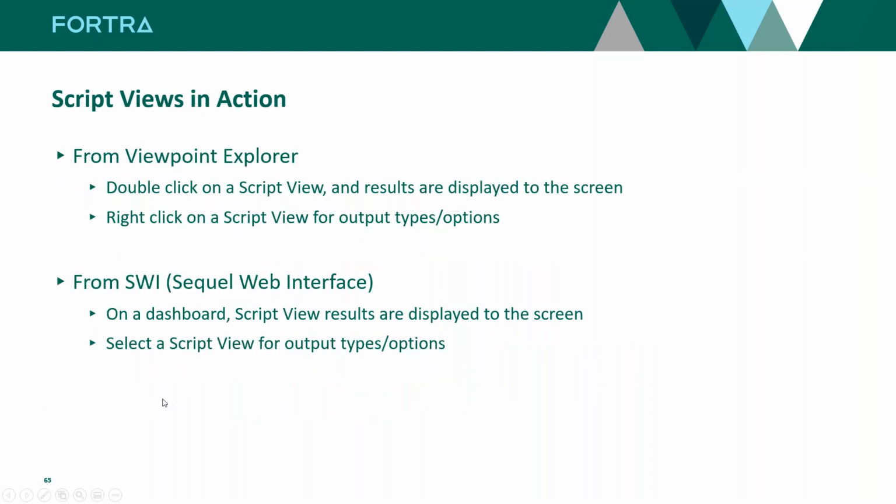Next slide. So to see a script view in action, in Viewpoint, you could simply double click on it and your results are displayed just like you would with the view. Or you could right-click on a script view to get your output types and options. And in SWI, SQL Web Interface, if you have a dashboard, you can place a script view directly on the dashboard, and it will display the results immediately. And I'll go more into that with the demo. Or you can select a script view outside of a dashboard, again, with the same output types and options you would normally only see with just a view.